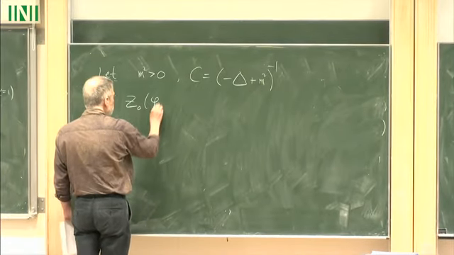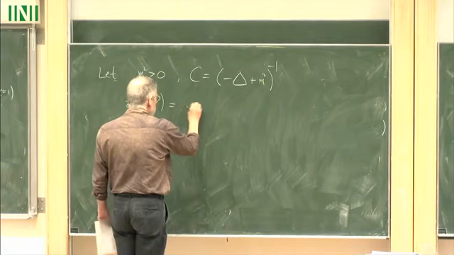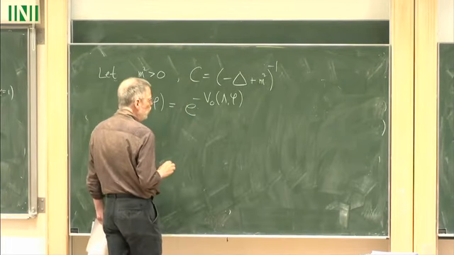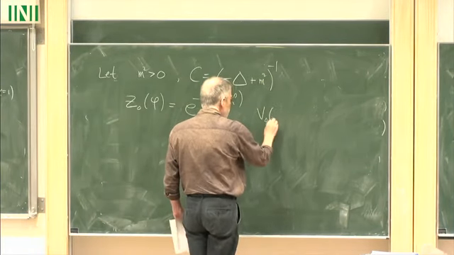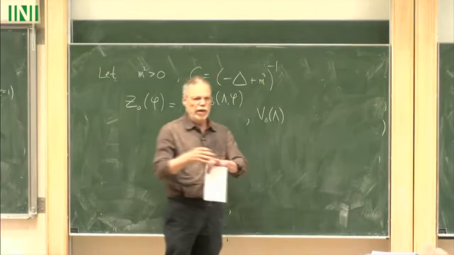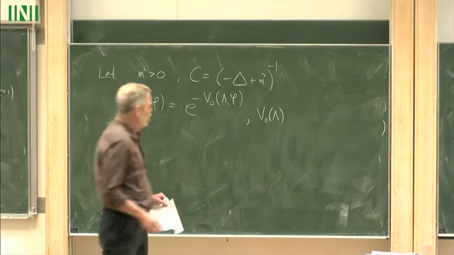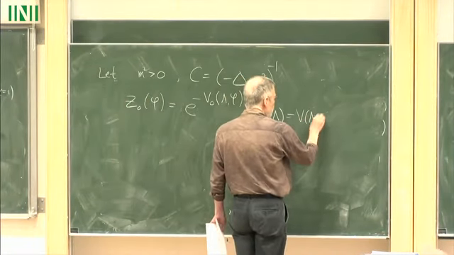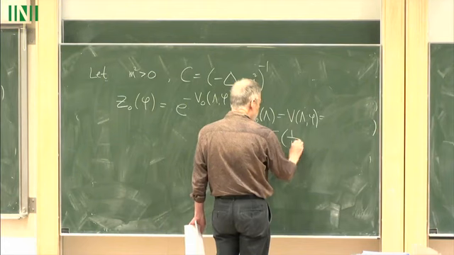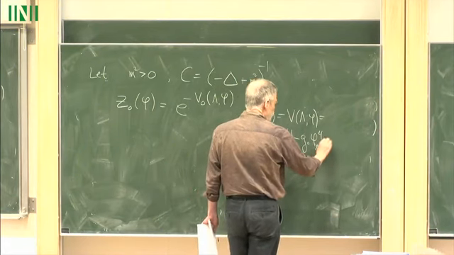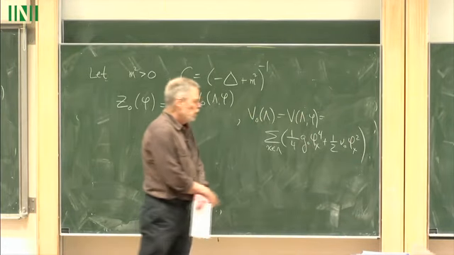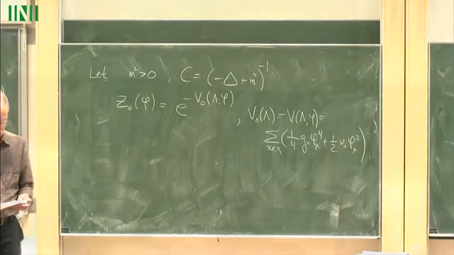So let's define Z0 of phi to be e to the minus V0 of Lambda and phi. And what is V0? Well, sometimes I'll use different arguments for V0. I hope it'll be clear from the context, depending on whether I want to emphasize the Lambda or the phi. It's a function of both. And it's defined to be the sum over x in Lambda of 1/4 of g0 phi x to the 4th plus 1/2 of nu 0 phi x squared. So it's the thing that shows up in the phi to the 4th model.